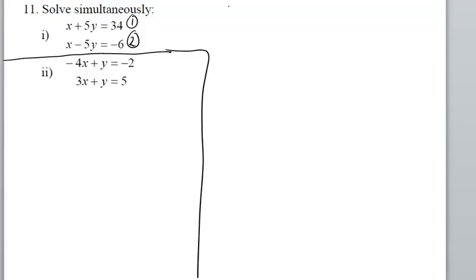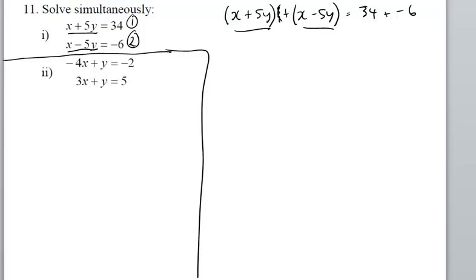And what we do is we add our left-hand sides together. So equation 1 is x plus 5y. Equation 2, adding here, so we've got plus, is x minus 5y. Then we add our right-hand sides. We've got here 34 plus negative 6. So we've got our x plus 5y plus our x minus 5y. On our other side, we've got 34 plus negative 6.